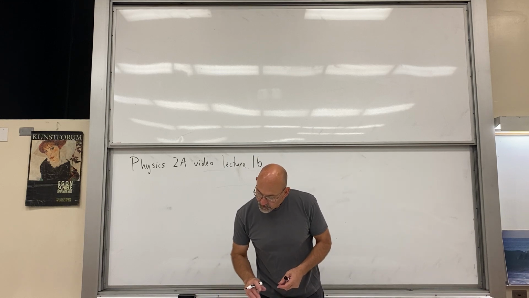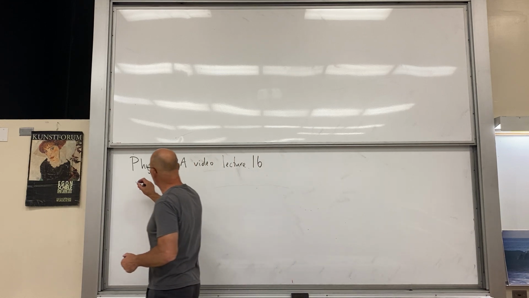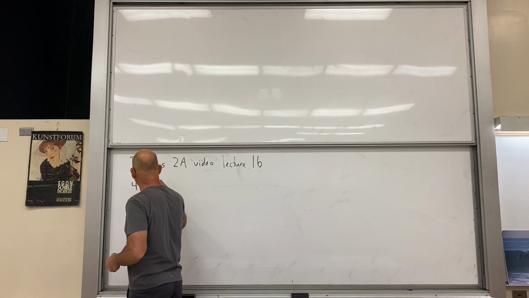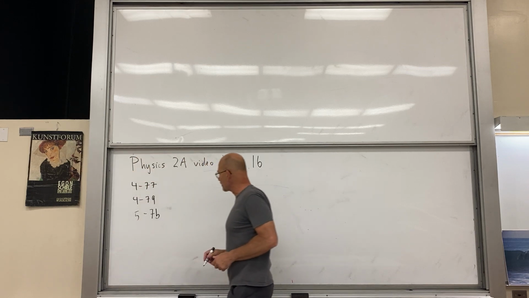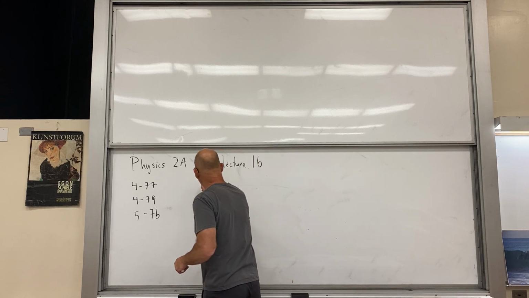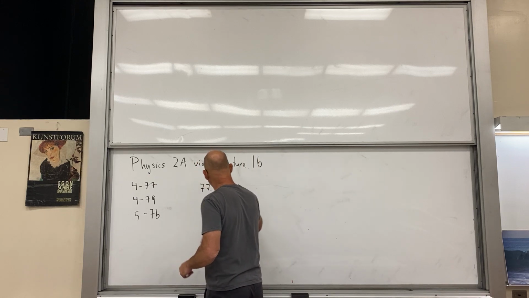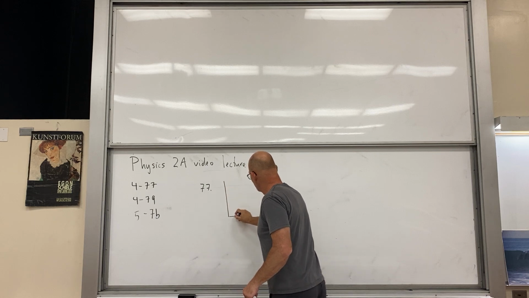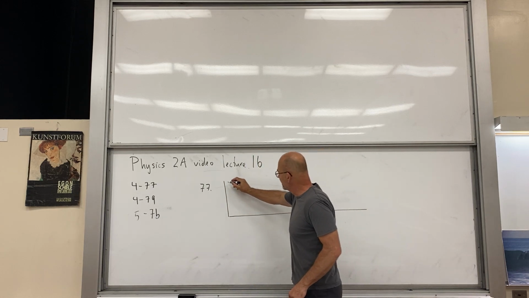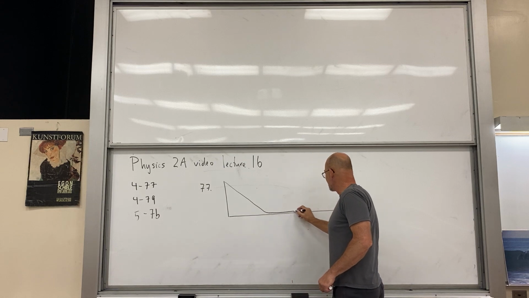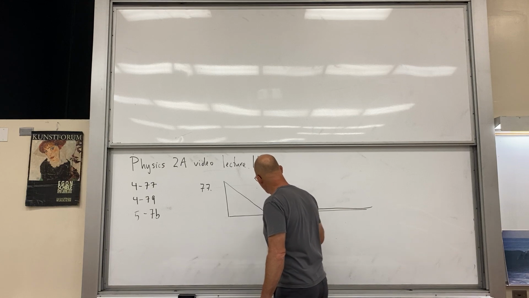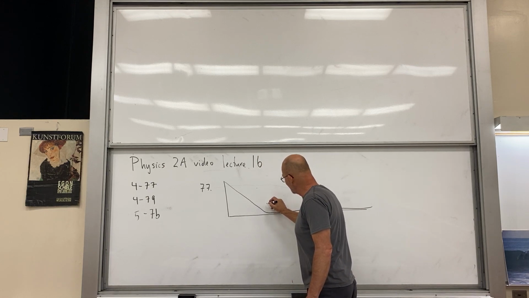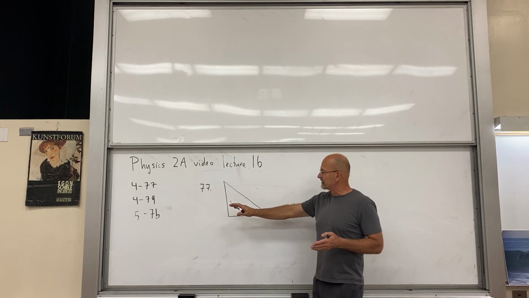And what did I write? So it was going to be chapter 4, problem 77, chapter 4, problem 79, and chapter 5, problem 7b. So these are all worthy. For problem 77, we have a sled that comes down the hill and then glides out on the level. Really what's happening is it's achieving a certain speed, and they gave us the speed.